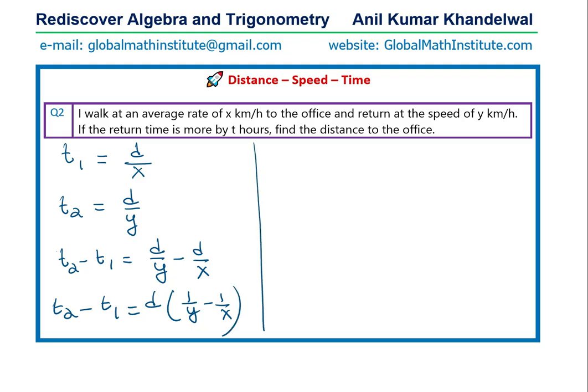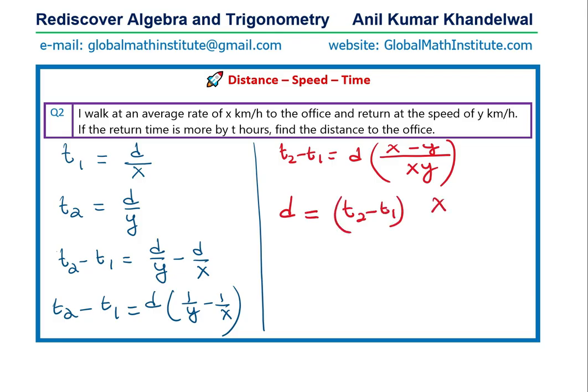So we can write this as t2 minus t1 equals d times, you can take xy as common denominator, x minus y. Makes sense? So as you can see here, the distance can be found as the difference in time t2 minus t1 times xy, the speed product, over the difference in speed. You get the whole idea. So that is how you can have a general formula to calculate the distance.